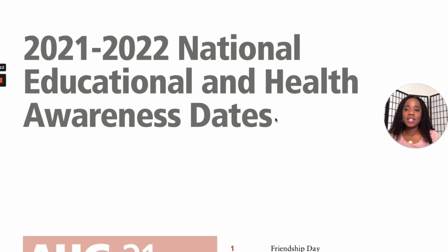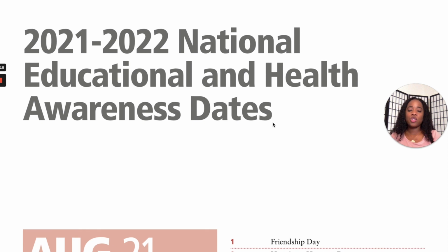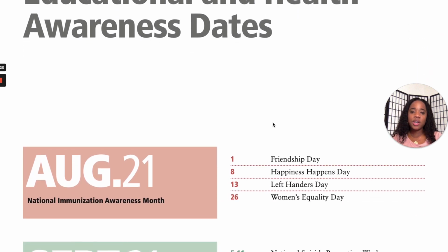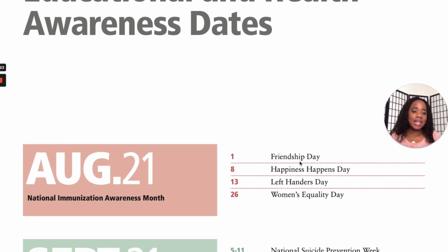All right, you guys. So this is the calendar that I was talking to you guys about, the 2021-2022 National Educational and Health Awareness calendar. And so I'm going to just highlight some things. So the month of August, as you can see, there's a list of things that they have right here that's going on in August. However, I do not have anything highlighted in August because it's more of the back to school type of things. But if you had to highlight something and want to talk about something on this calendar, I think Friendship Day would be a really good thing to be able to highlight.